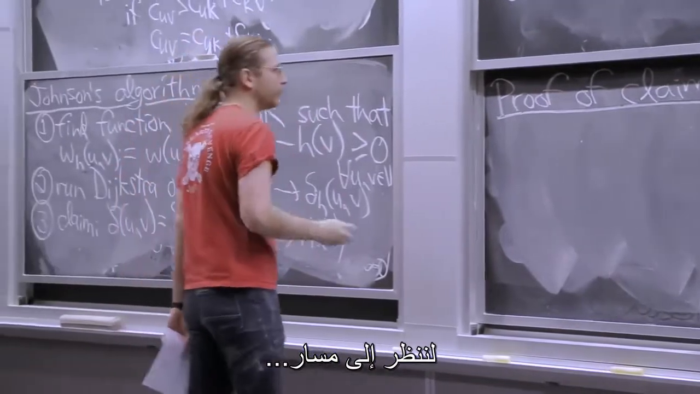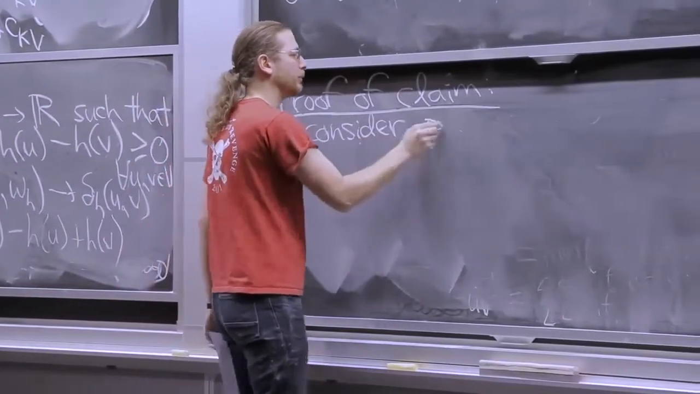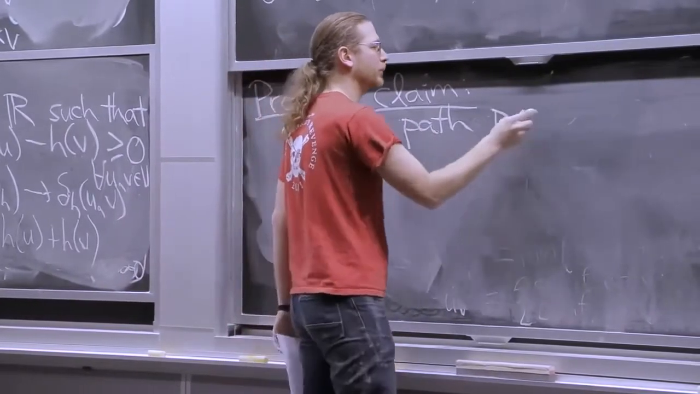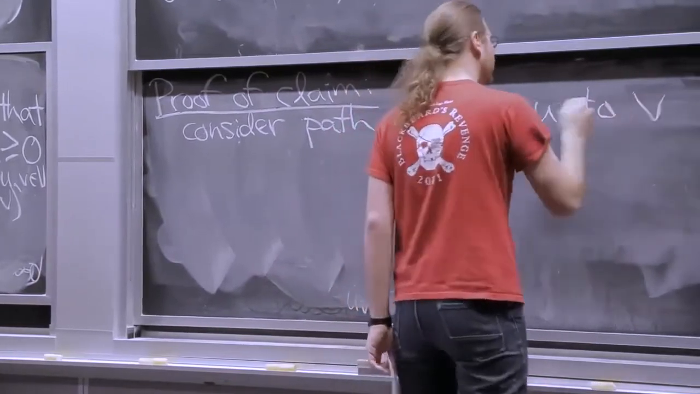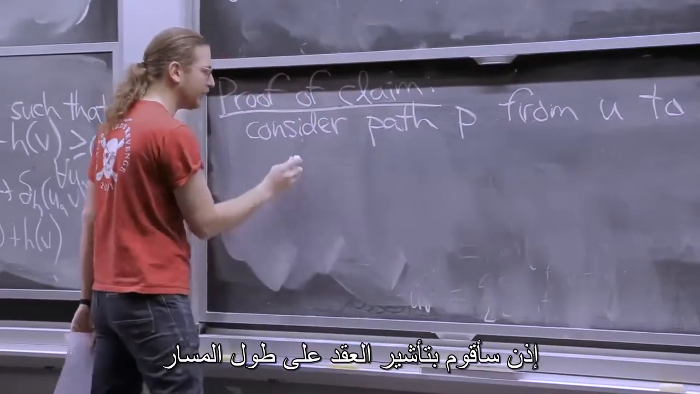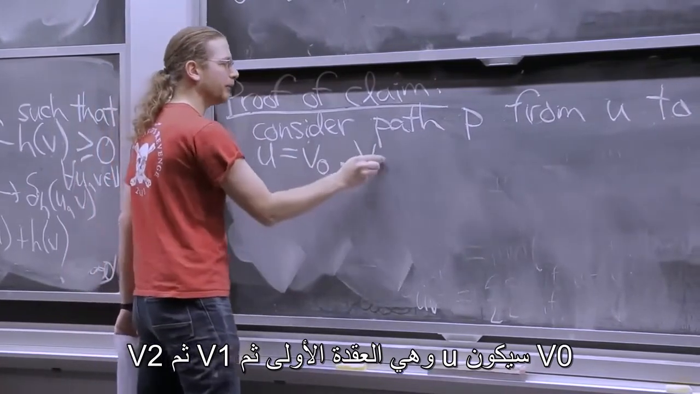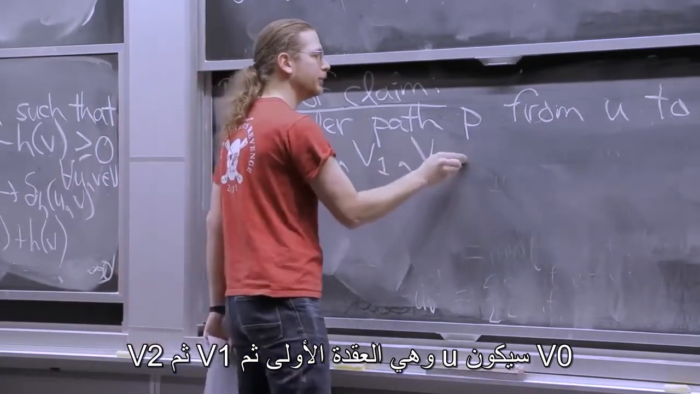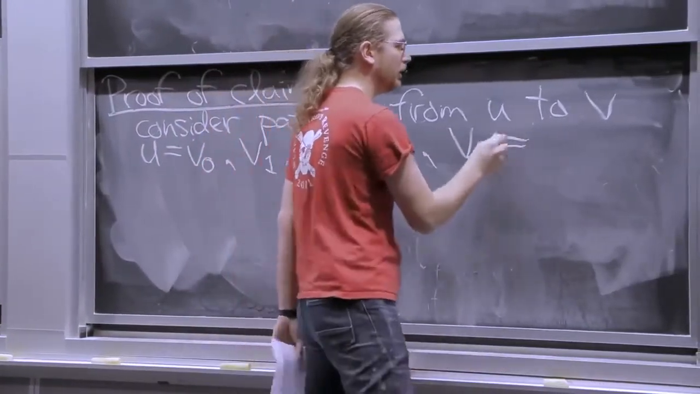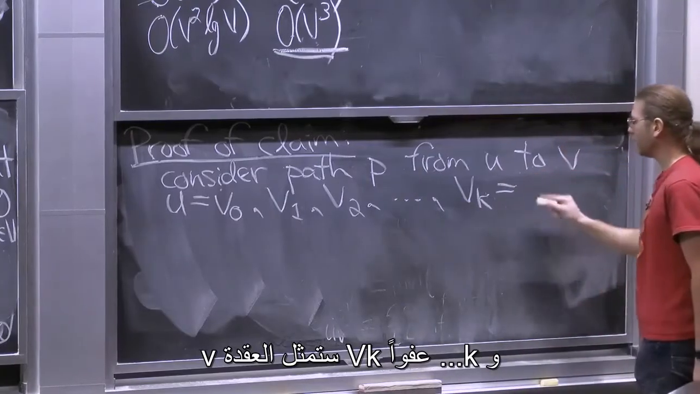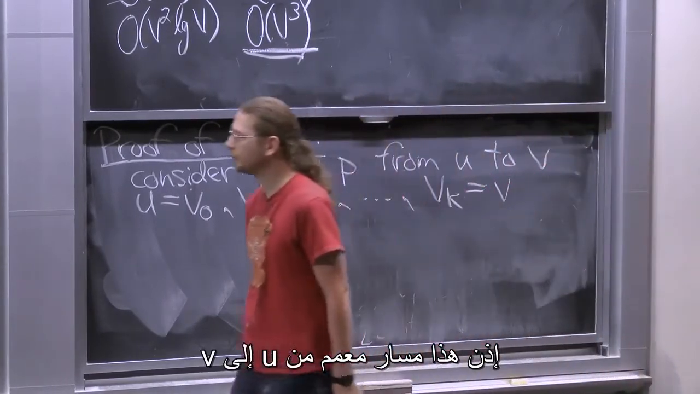Let's look at a path from u to v. I'm going to label the vertices along the path. v0 is going to be u. That's the first one. Then v1, then v2, and so on. Let's say the path is length k, and vk is v. OK, that's just a generic path from u to v.